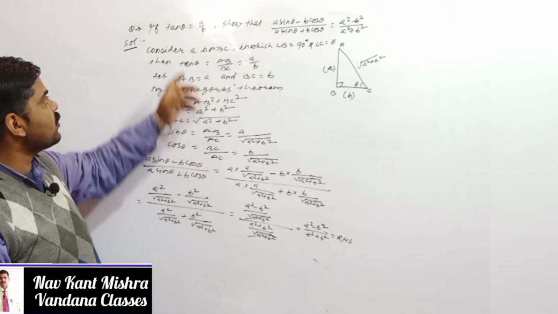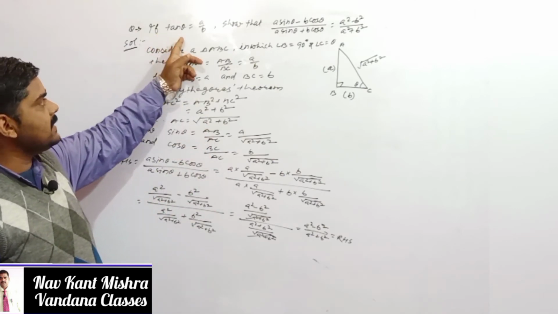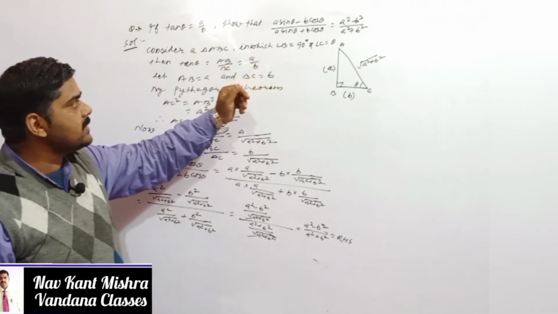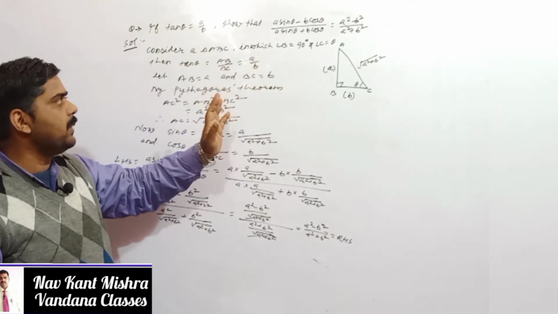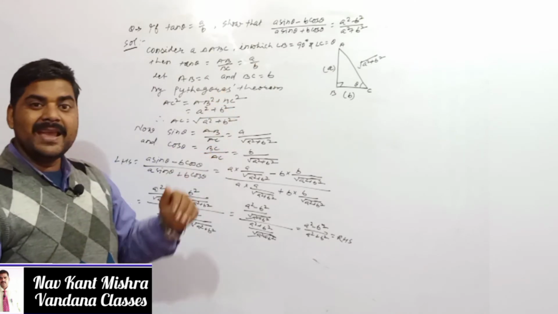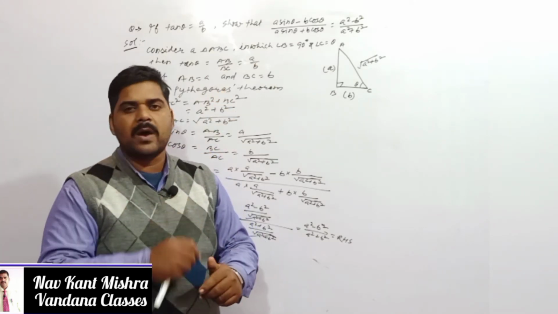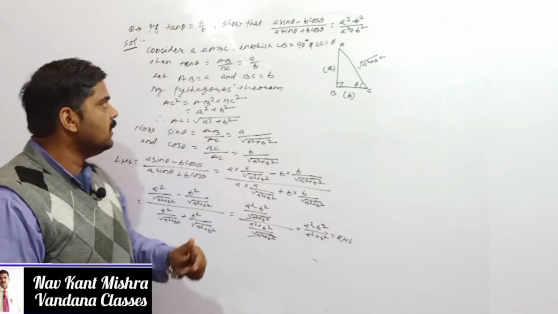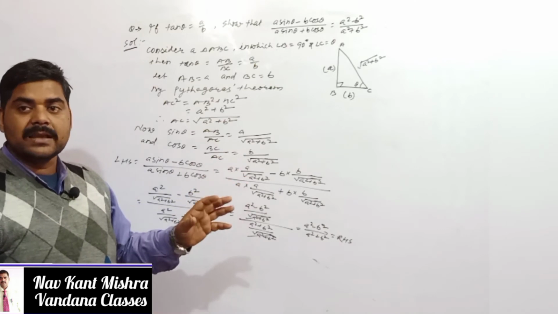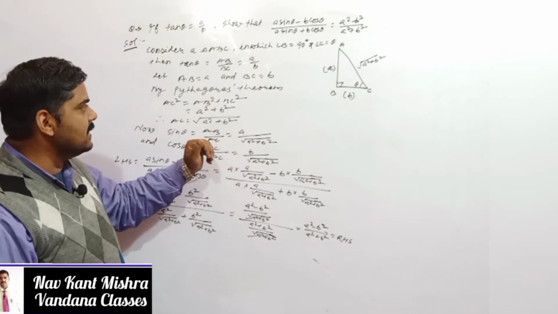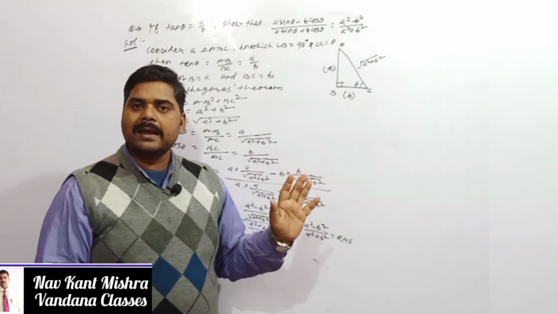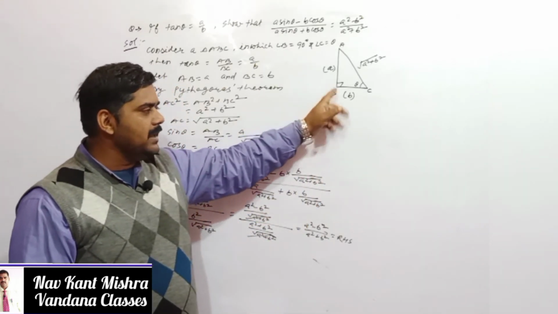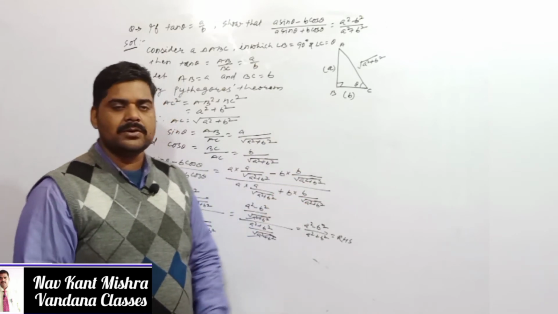My dear student, in this question you can see that if tan theta is equal to a upon b, you need to prove that (a sin theta minus b cos theta) upon (a sin theta plus b cos theta) is equal to (a square minus b square) upon (a square plus b square). For the solution, you need to consider a right angle triangle ABC, in which angle B is equal to 90 degree and angle C is equal to theta.